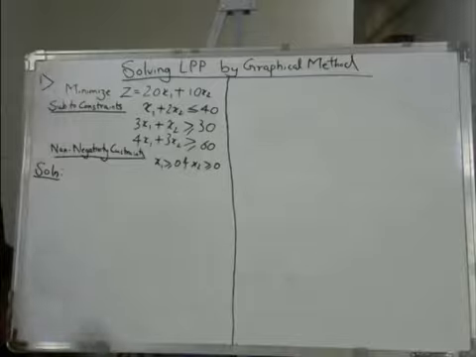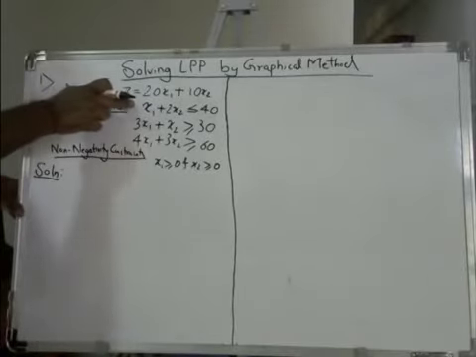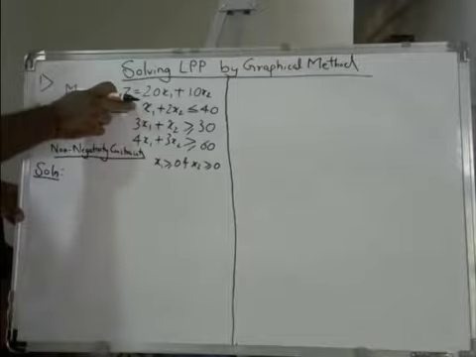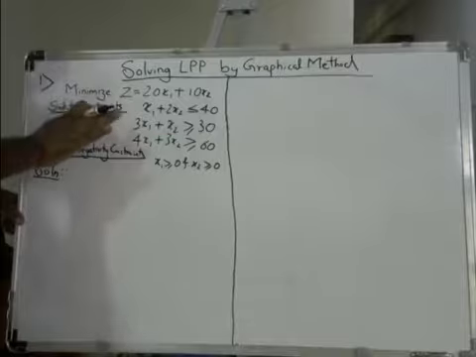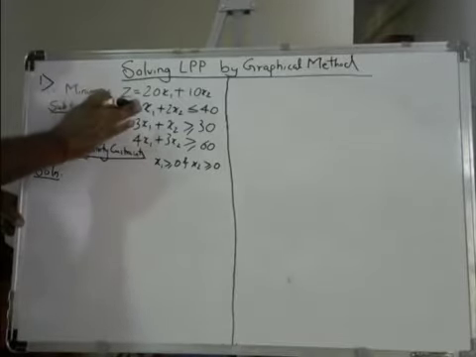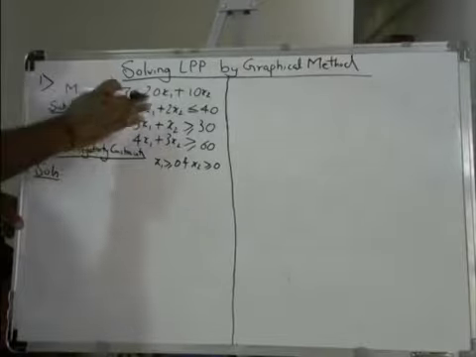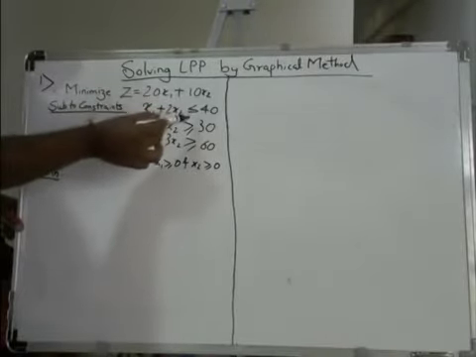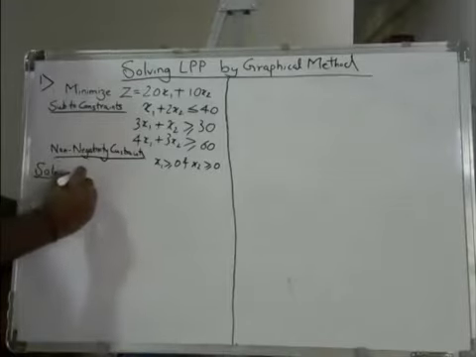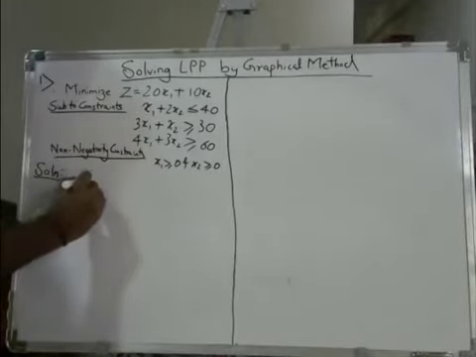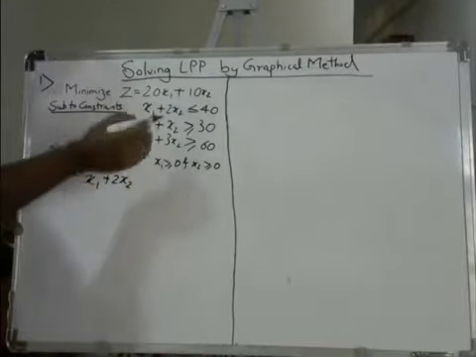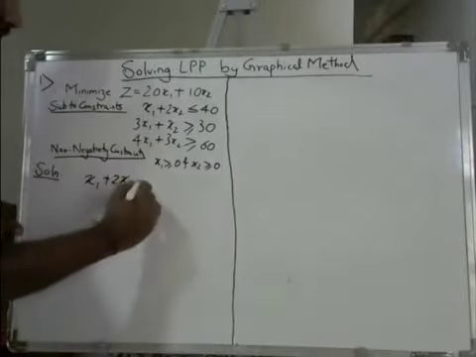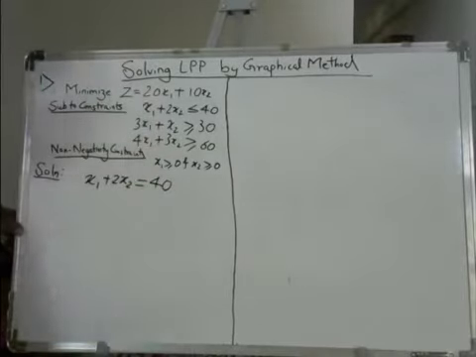So let us pick them one by one. Now this is the first equation, x1 plus 2x2 less than or equal to 40. We are going to take this equation and replace the less than or equal to sign with an equal to sign. Okay, let us see how to do it. This is the first step: x1 plus 2x2, instead of writing less than or equal to, we will write it as equal to 40.